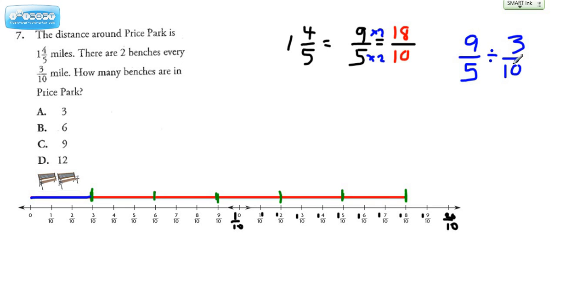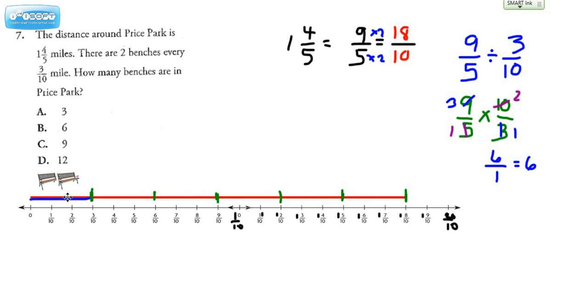And if we follow the standard algorithm for this, we keep the dividend, change this to multiplication, and flip this to its reciprocal, which is 10 over 3. And then if we were going to figure this out, 5 would go into that once, 5 would go into this twice, so we're pre-reducing right now. And then over here, 3 is a common factor, so we would divide by 3 and get 1, divide by 3 and get 3. And then if we multiply 3 times 2, we get 6. And then 1 times 1, we get 1, which equals 6. Now you can visually see that there are 6 groups of 3/10. See, 1, 2, 3, 4, 5, 6.